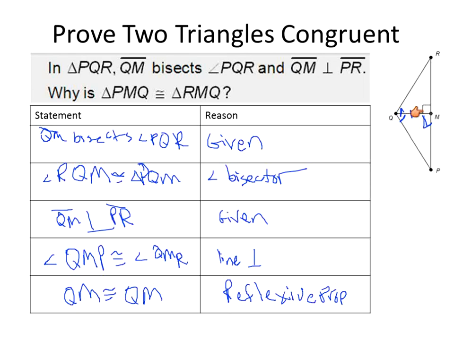I'm going back to look again, and I see that I have an angle and an included side, and an angle, and that side is included between the two angles. So I can now say that I've got two triangles that are congruent. Triangle PMQ is congruent to triangle RMQ, and that's because of angle, side, angle.